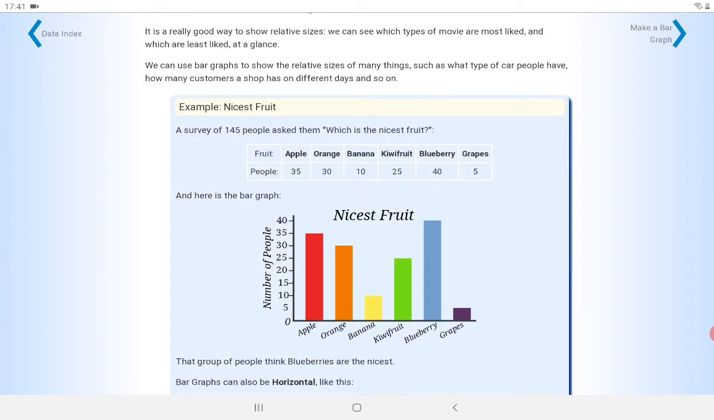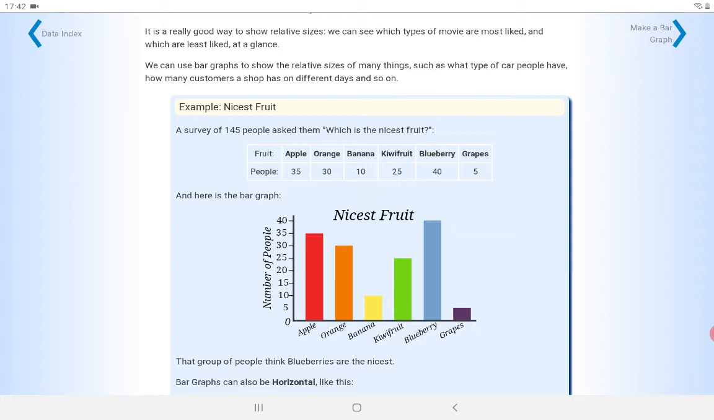it's the nicest fruit. So it must be something to do with the nicest fruit that people liked in the survey. So when we're out collecting our data, we can see that a survey of 145 people were asked which is the nicest fruit. On the collection of data, it shows that we have apples, oranges, bananas, kiwis, blueberries and grapes. The number of people that thought apples were the nicest fruit was 35. Oranges was 30. Bananas was 10. Kiwi fruit was 25. Blueberries was 40 people. And grapes was 5.